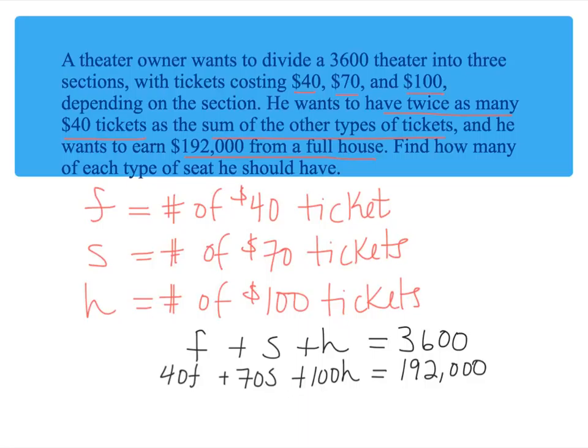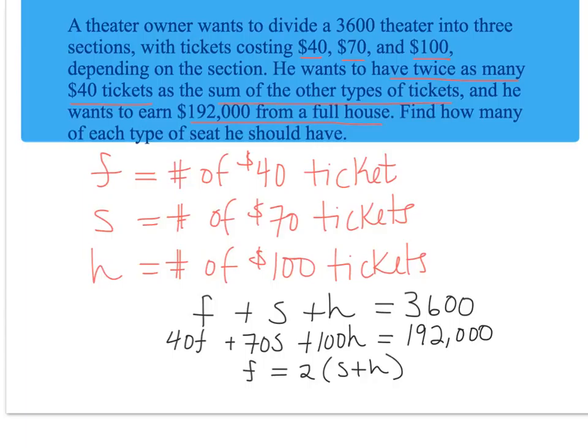The last thing we need to handle is the fact that he wants to have twice as many $40 tickets as the sum of the other types of tickets. That gives us that F should equal 2 times the sum of S plus H. So let's clean up what we've got and come up with some equations and some matrices that can go with this.